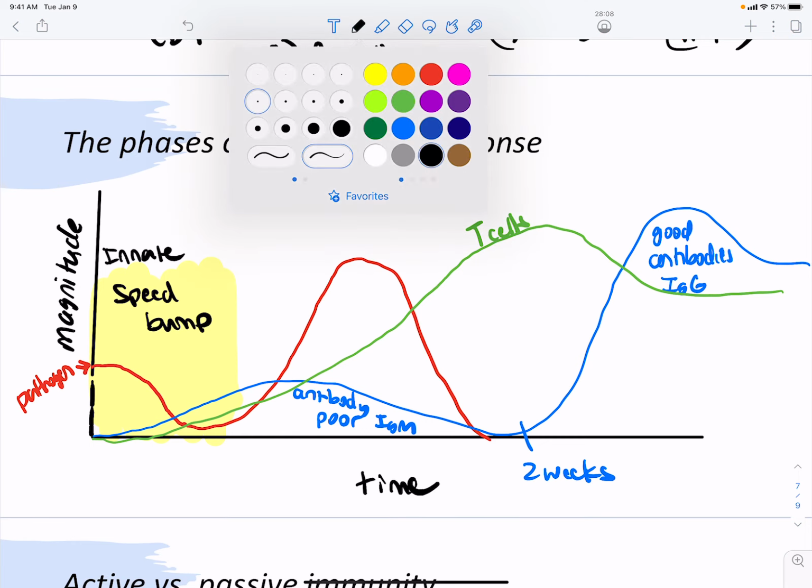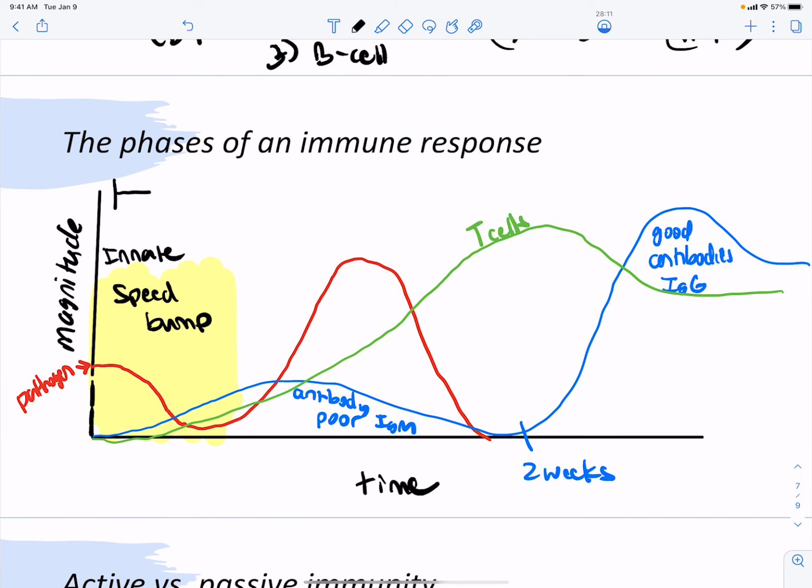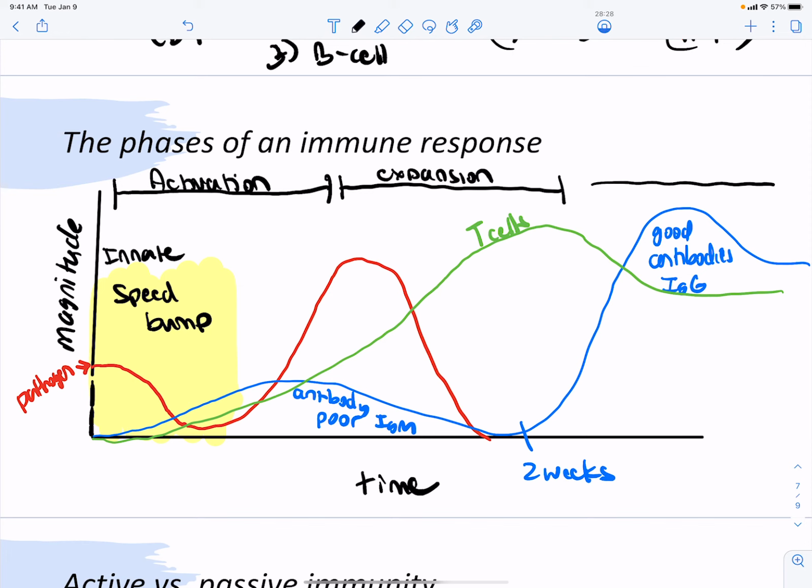And so what do we call these stages of the immune response? We have the initial stage here, which is really called activation. And then we have the next phase here, which is really the expansion. And then you have another phase here that's referred to as contraction. That's when everything is cleared up. And then these two lines here form memory. And so those are really the phases of the immune response.